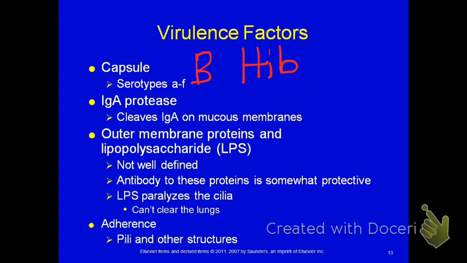Then of course, the IgA protease could cleave IgA in the mucous membrane. That's the reason why the majority of them are found in the mucous membrane. Others would include the lipopolysaccharide, though it is not well defined, and antibody to this protein is somewhat protective. The LPS would have the capability of paralyzing the cilia in the lungs. As you know, cilia propel mucus in the lungs, so you can't clear the lungs if you paralyze the cilia. The adherence factors would include pili and other associated structures. But again, the most important virulence factor would be the capsule. That's the reason why you do not want to have the encapsulated strain of Hemophilus influenzae.